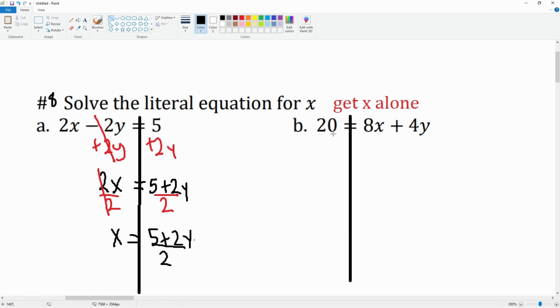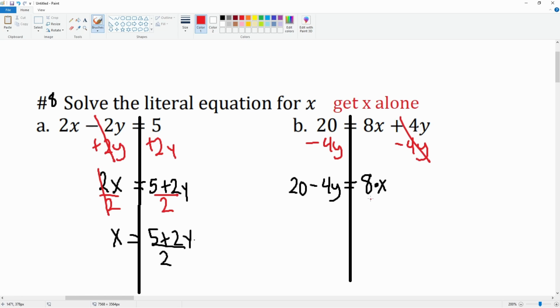We have 20 equals 8x plus 4y. We're trying to get x alone, so let's deal with the y. We're going to subtract 4y from both sides. The reason is that plus 4y minus 4y will cancel, leaving you with 8x on the right hand side. Bring down the equal sign, 20 minus 4y. Remember, these cannot combine because one's a constant, the other one's a variable. There is an 8 attached via multiplication in front of the x, so it's 8 times x.